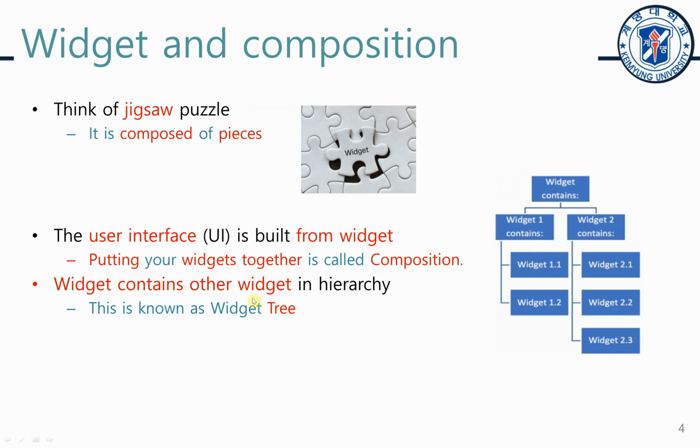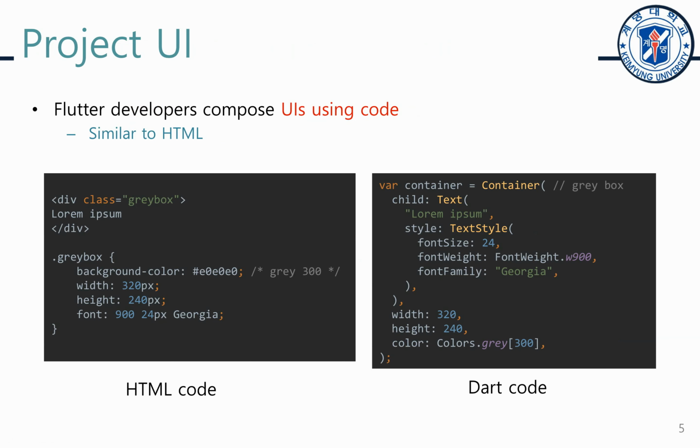Okay, and then the widget is actually hierarchical. That means there is some kind of rank between widgets. The bigger widget contains the smaller widget, and the smaller widget contains even smaller widgets. So you can see that I have a widget container. This widget contains widget 1 and widget 2, and widget 1 contains widget 1.1 and widget 1.2, and the same for widget 2 containing 3 other widgets.